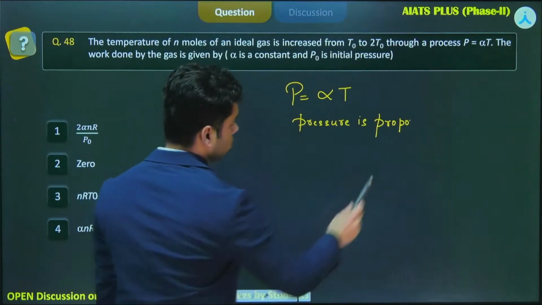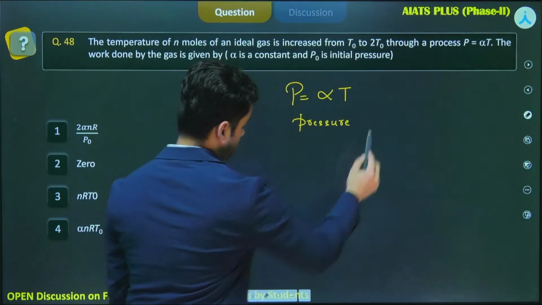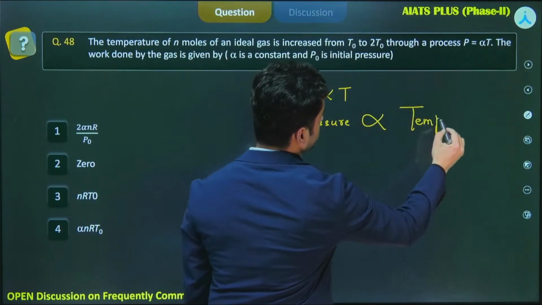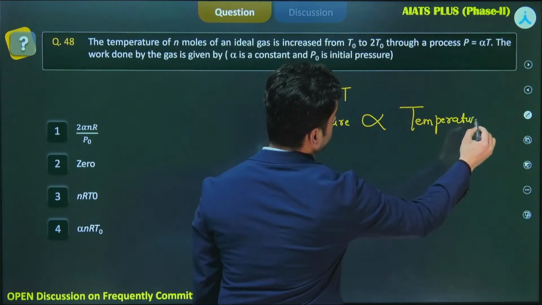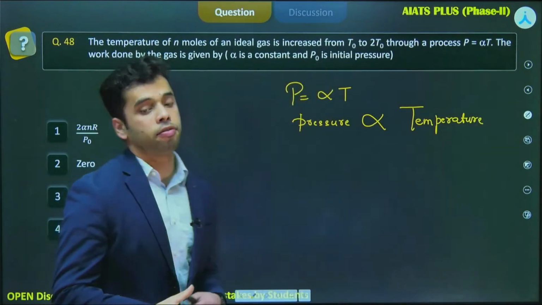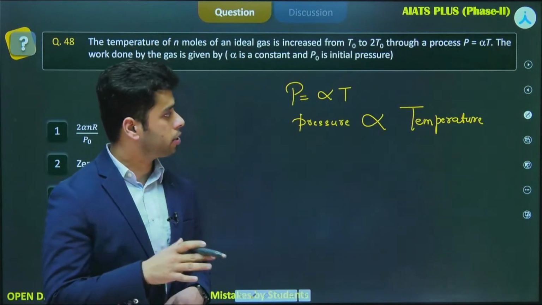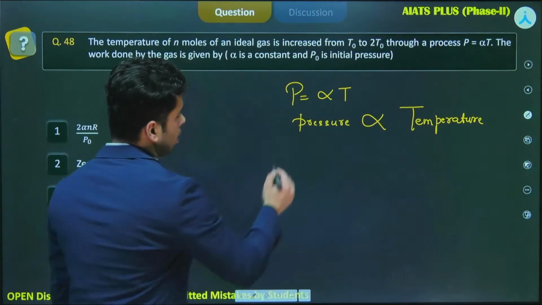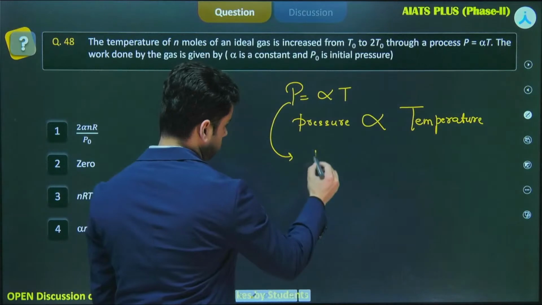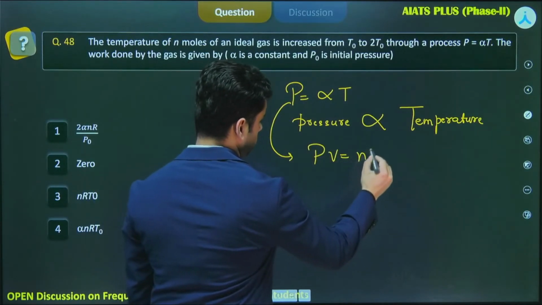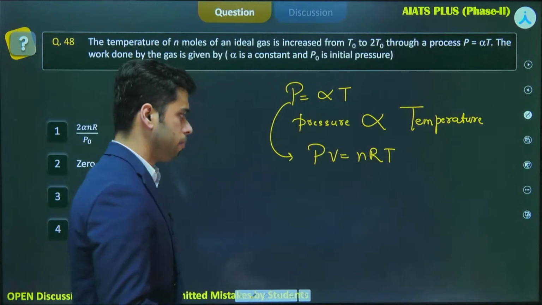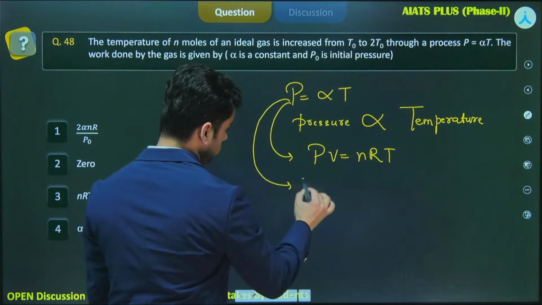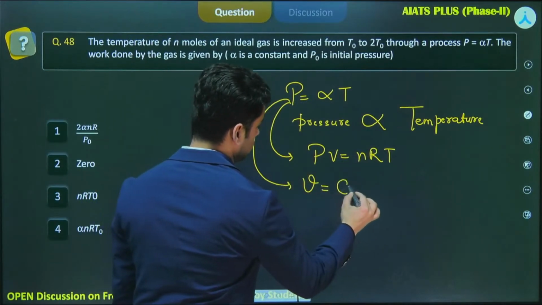I'll not write this much. I can write that pressure is proportional to temperature. That is a piece of information I can derive from the process equation, that pressure is proportional to temperature, right? Now, if pressure is proportional to temperature, I can say that from the ideal gas equation, PV is equal to nRT, and pressure is proportional to temperature. It means that volume is constant.